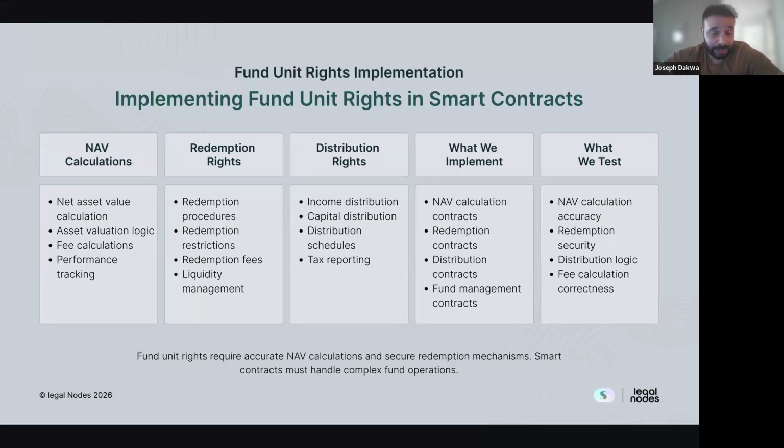Fantastic. So net asset value calculations, redemption rights, distribution rights are all covered in the smart contract architecture build, as mentioned a minute ago. And we make sure that it's done and tested securely. And I'll come on to that in the next slide regarding testing. These are the things that we basically look to implement and test at a low level to make sure that it's robust in production.